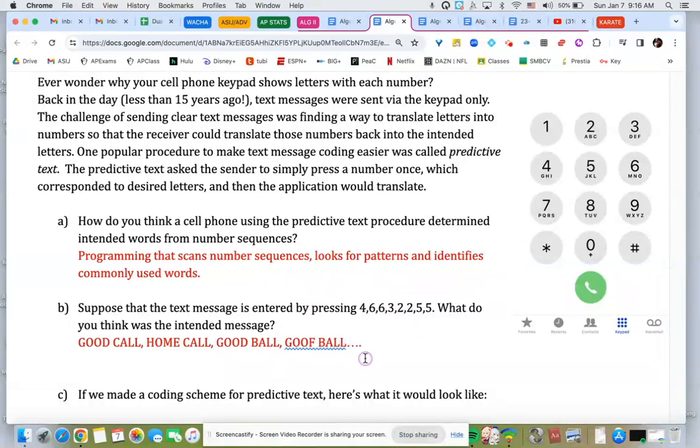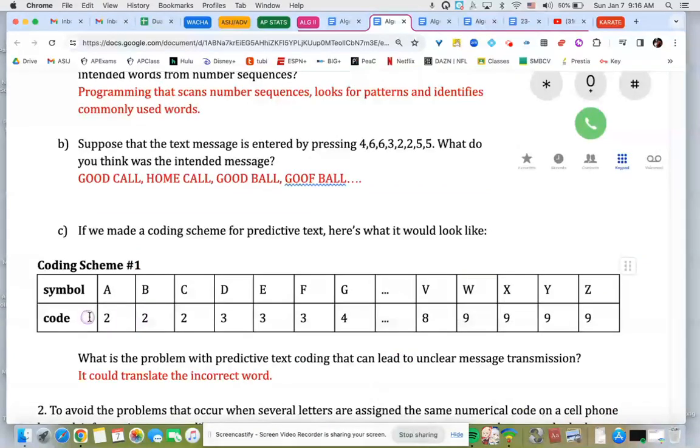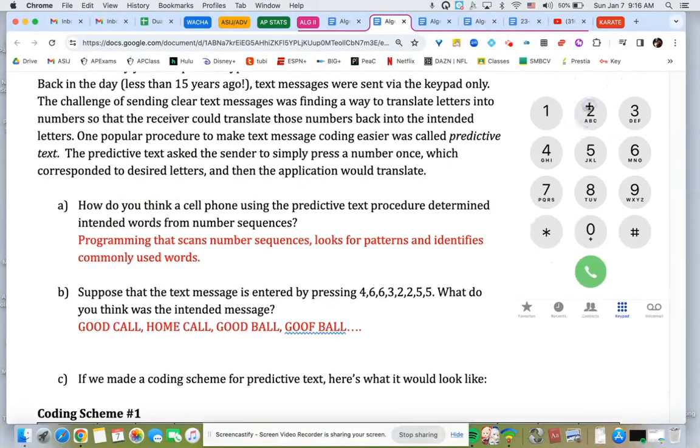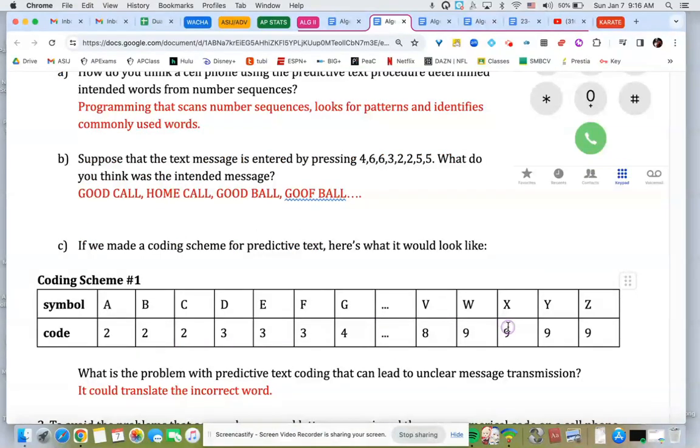So we're just matching up. You can see how it's written out for us here. If there's a 2 as your code number, it could either be an A, a B, or a C, just like what we saw up here. And if I have a 3, that could either be a D, E, or F, a 4 could be a G, H, or I, etc. So we have that listed out here in a table.